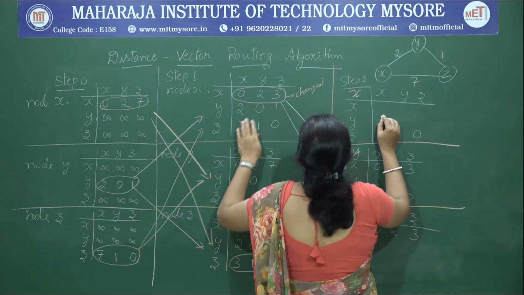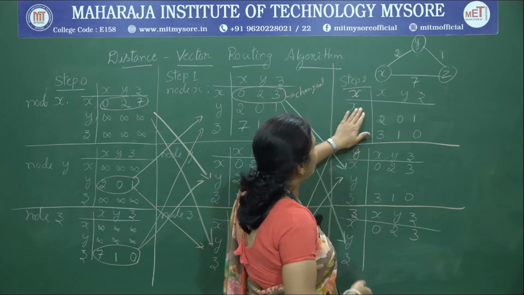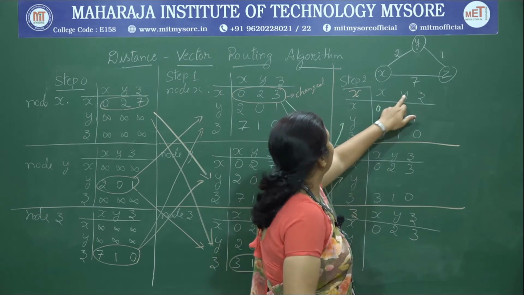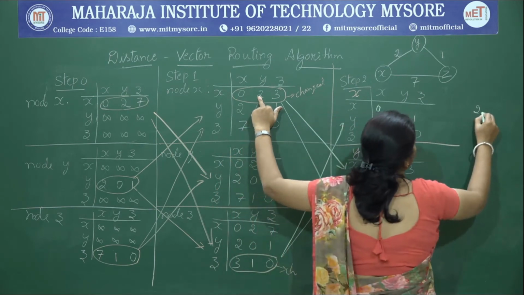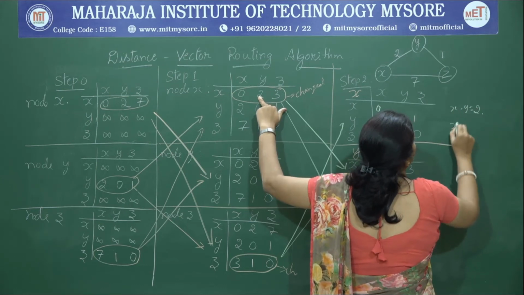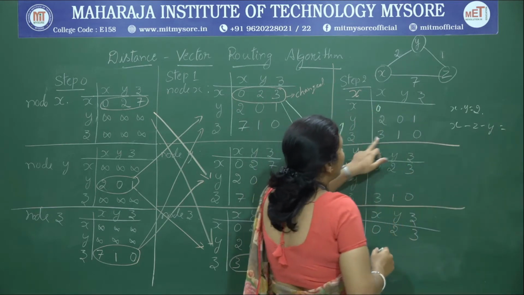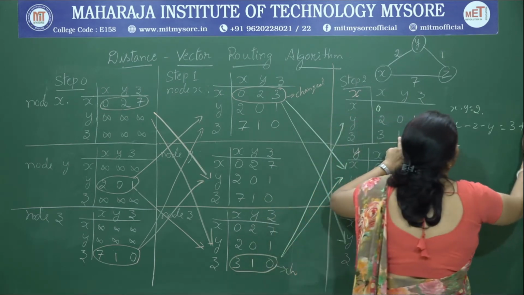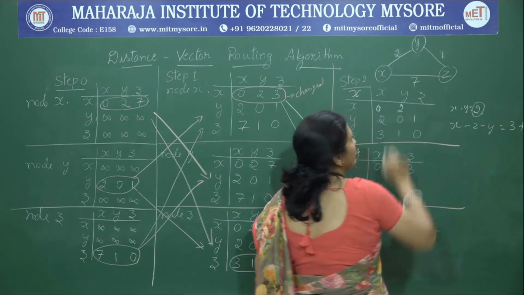For y we have 2 0 1 here. Based on these two values, we are going to calculate the distance vector for x. From x to x it will be 0. From x to y we had 2 here, and a new path will be x to z to y. The value from x to z is 3, plus from z to y it is 1, which is 4, but 2 is the minimum which we already have. So, we will retain that value.